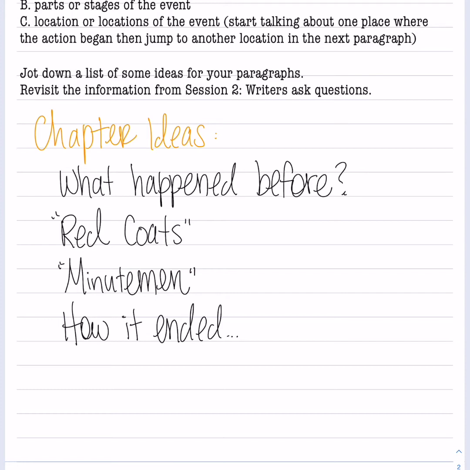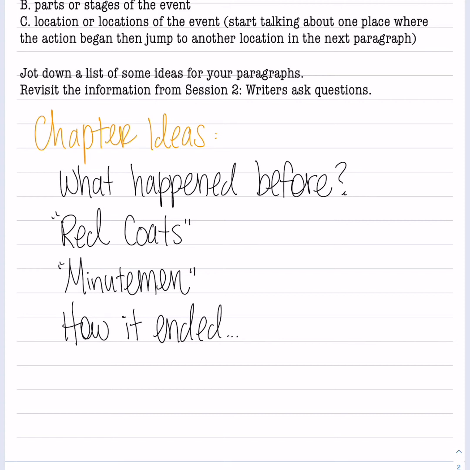My first chapter title could be What Happened Before, where I talk about what led up to the battles of Lexington and Concord. My second chapter could be The Redcoats. This is from the British Army's perspective. Why were they coming to Lexington and Concord, and what did they plan on doing? My third paragraph could focus on the Minutemen. What was their perspective? What did they do when they found out the secret plan? And what did they decide to do in response to the Redcoats?